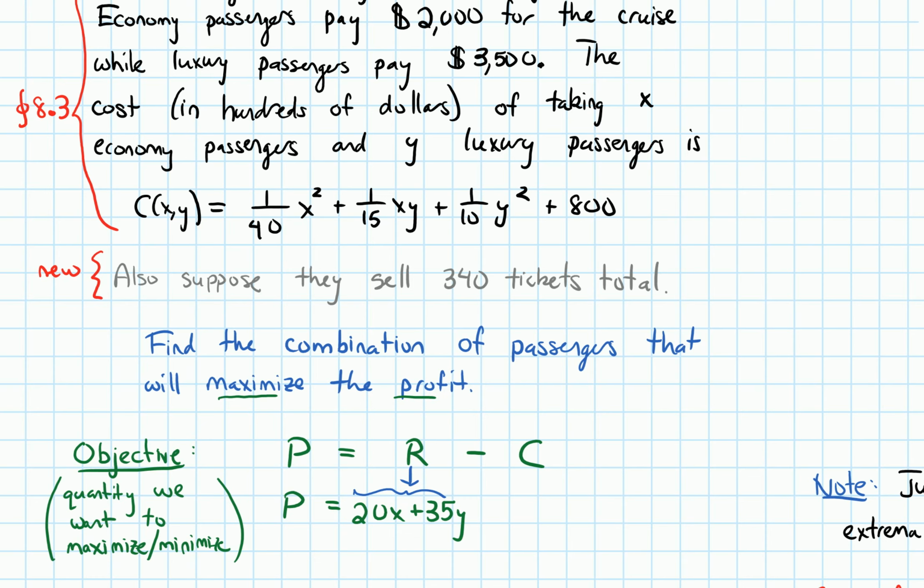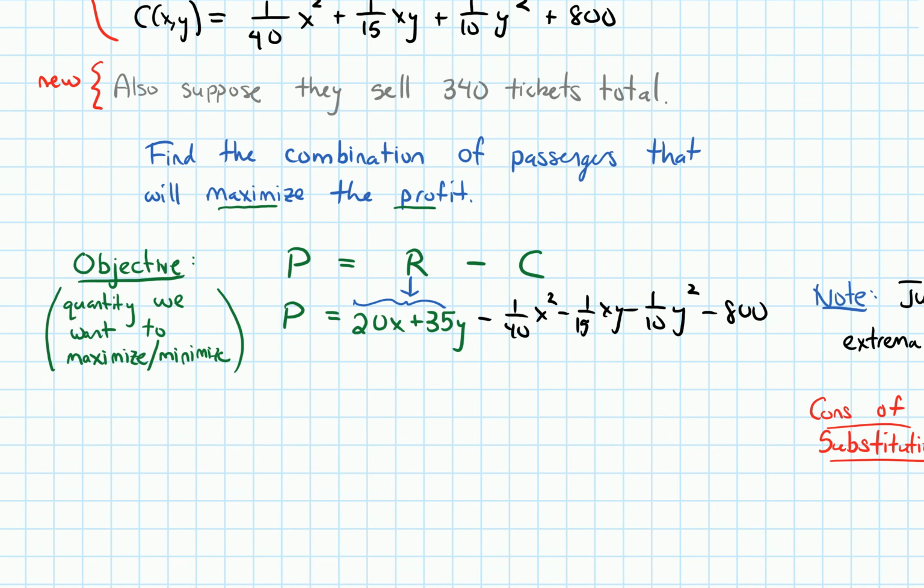So I'm writing 20 here instead of 2,000 because the question says that our cost function is measured in hundreds of dollars. And similarly, Y is the quantity of luxury passengers, and I'm multiplying it by 35 because that's the price that they pay for a ticket in hundreds of dollars, $3,500. Okay, and then I subtract my cost function, which will give us minus 1 over 40 x squared minus 1 over 15 xy minus 1 over 10 y squared minus 800. So that is our objective, the thing that we want to maximize or minimize.